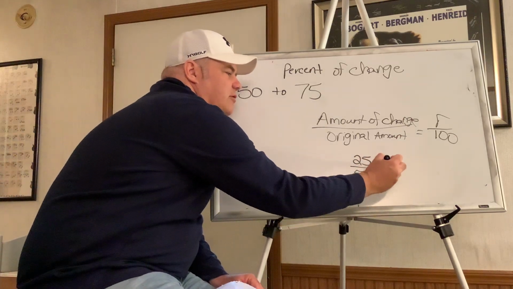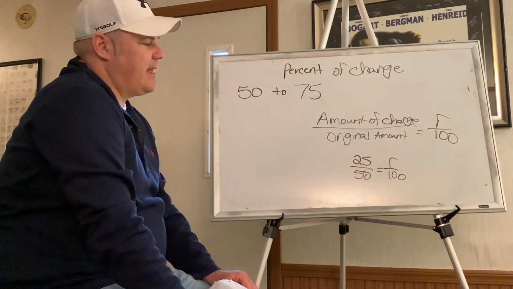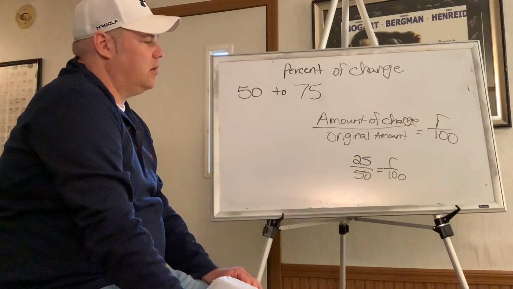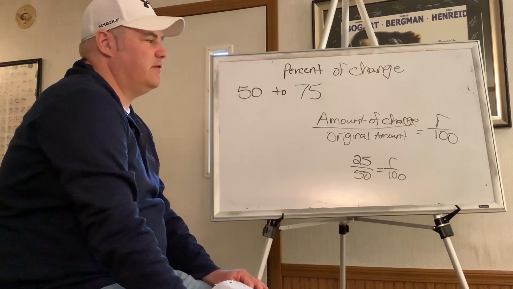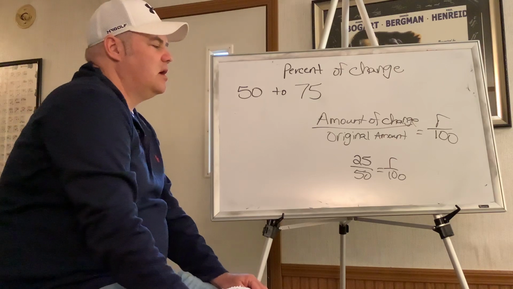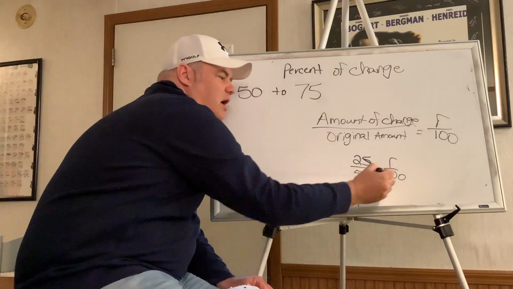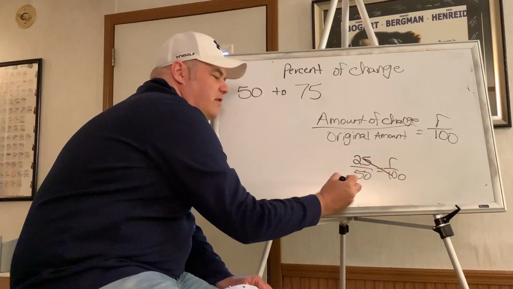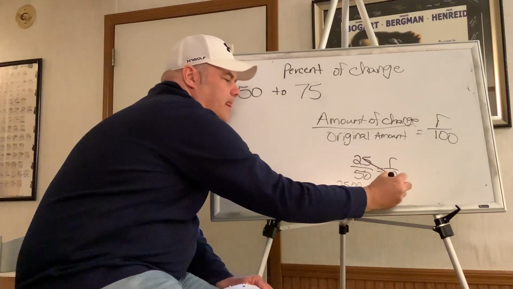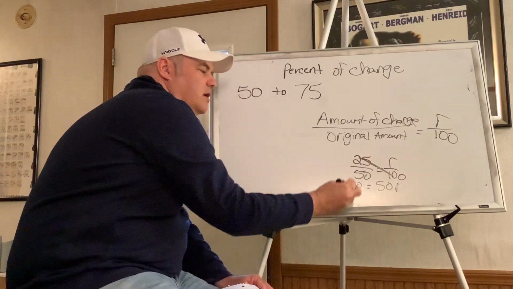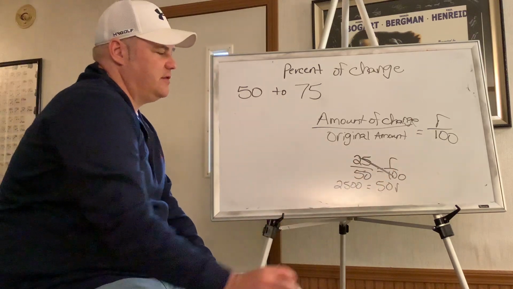Then you're going to set that equal to R over 100. And then going back to our ratios, if you had algebra and did ratios, all you're doing at this point to solve for R is to cross multiply. So 2500 equals 50R. I did 25 times 100, and I did 50 times R. And now all you have to do is solve for R.